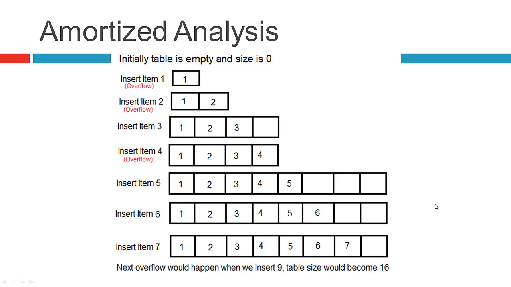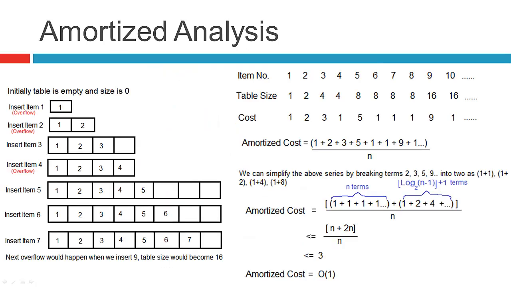Insert item 1, we're having an overflow since our array is full, so we have to double it. When we insert item 2, again we're having an overflow, the array is full, so we have to double it. On inserting item 3, you're fine, but inserting item 4, you have to double it because you're having an overflow. Then on 5, 6, and 7, you're alright. So let's do an analysis on this process.